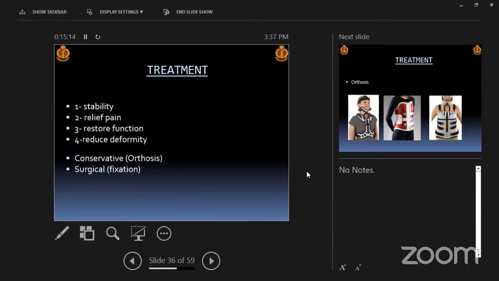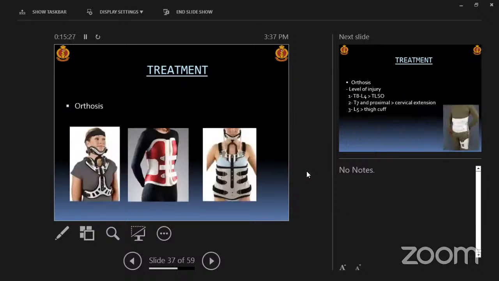Treatment of thoracolumbar spine fracture: the goals are stability, pain relief, neurological function, and deformity correction. Then we have to choose the treatment, either conservative or surgical. And what is the conservative treatment? Pain medications, activity modification, orthosis, braces.